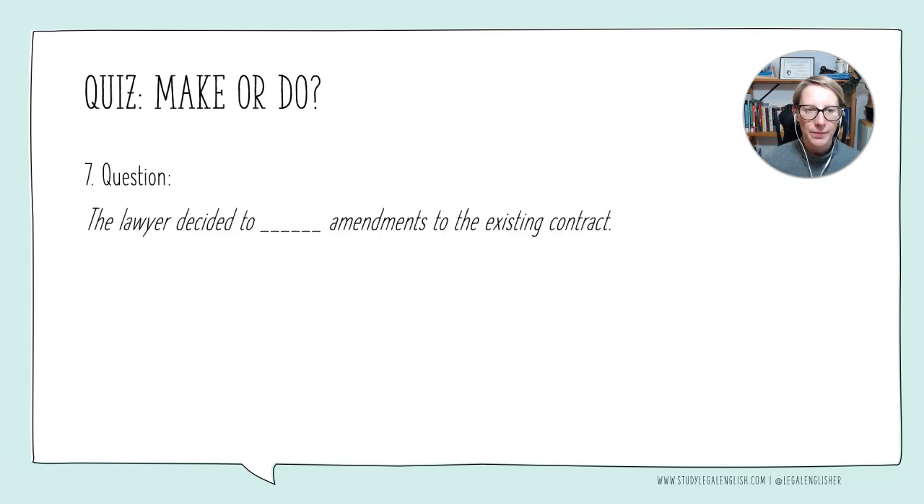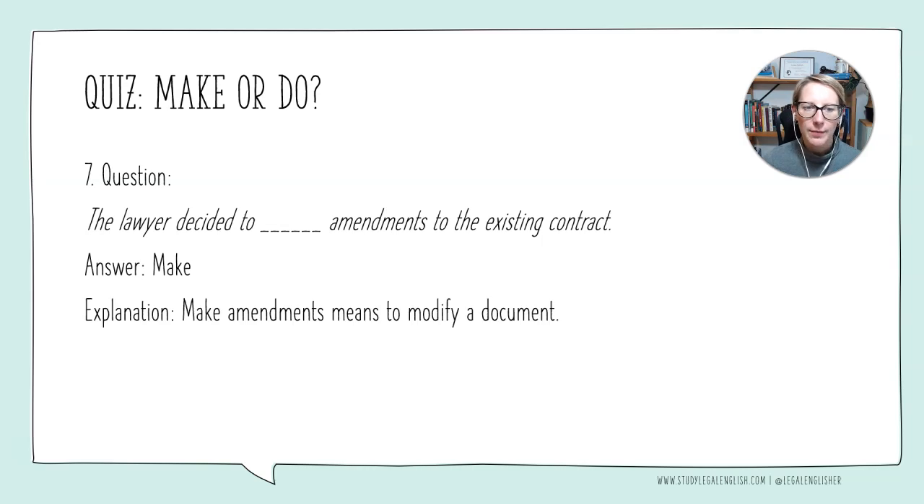So, number 7. The lawyer decided to [blank] amendments to the existing contract. 3, 2, 1. The answer is to make amendments. Okay. So to make amendments means to modify something, to modify a document, to modify a contract. Of course, the direct verb would simply be to amend.